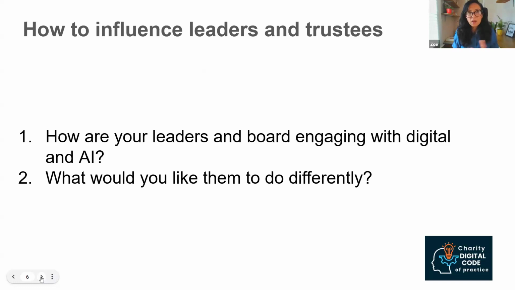So as you know, the code is very much there as a tool for leaders and trustees, but also for people who are influencing leaders and trustees and working with them. We would really like to hear where your leaders and your boards are at. So how are they engaging with digital and AI? What are you hearing from them about it? What are they asking you? So I'd love to hear about that.